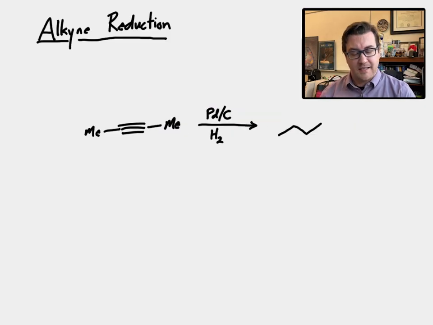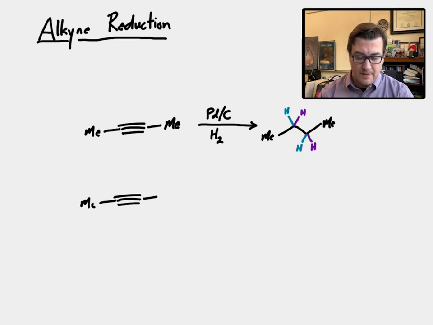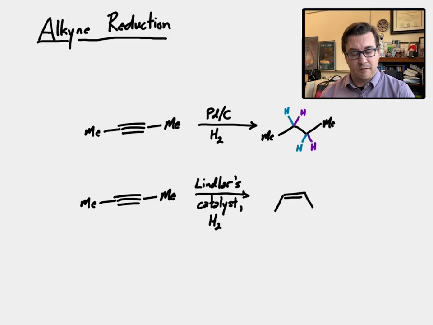When an alkyne encounters a palladium on carbon reduction, it doesn't actually stop at the alkene, but gets all the way reduced to the alkane. And so I've highlighted the first addition of hydrogen gas as blue, and the second addition of hydrogen gas as purple here. One thing to note, though, is that there is a way of reducing just partially, and that is using what's called Lindlar's catalyst.